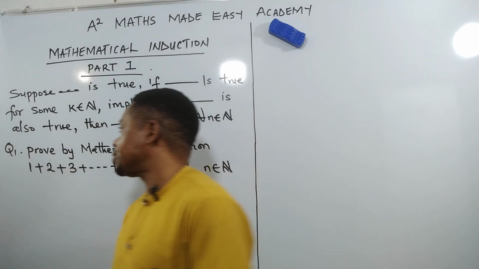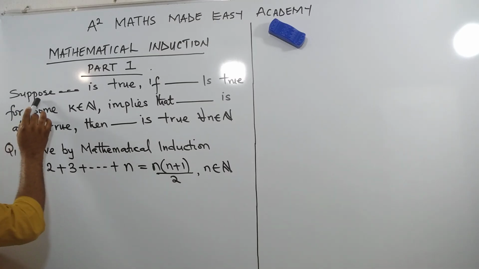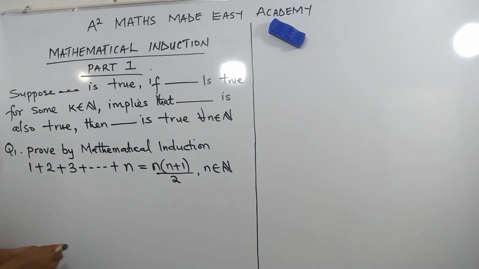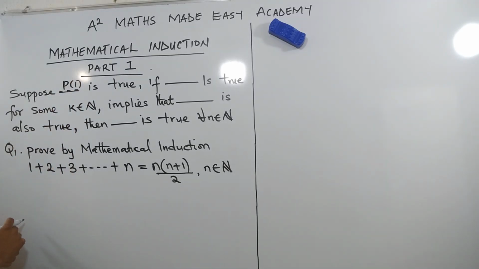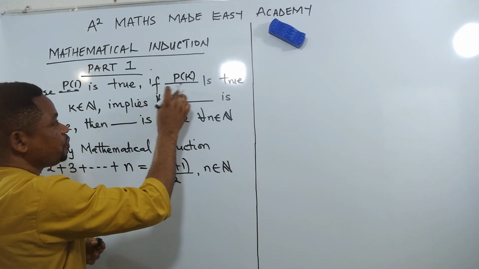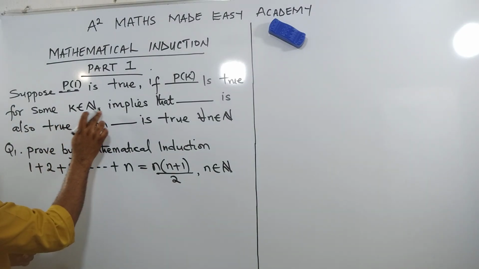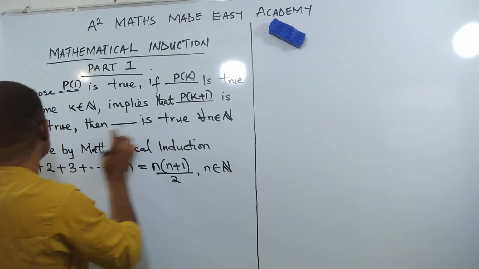But first of all, I want us to take a look at this particular question. The question says, this is the objective aspect of mathematical induction. Suppose dash is true. Anytime you encounter the word "suppose dash is true," the answer is P of 1. Am I communicating? Then "if" means P of K. Are you with me now? If P of K is true, for some K a member of natural number, then it implies that P of K plus 1 is also true.